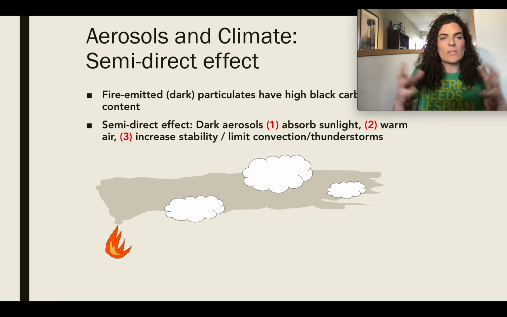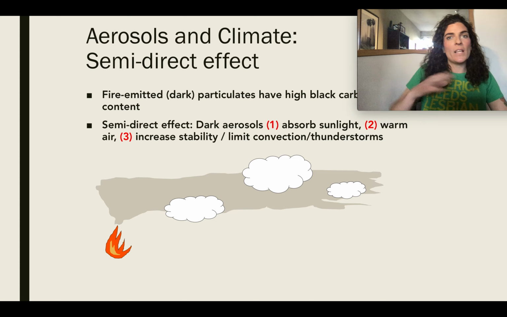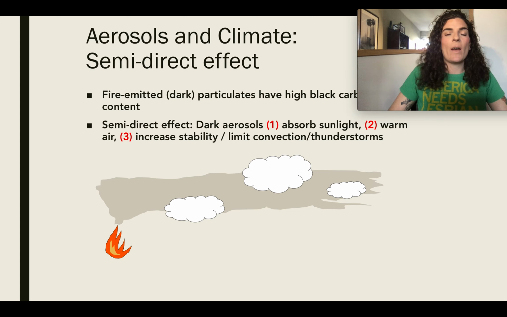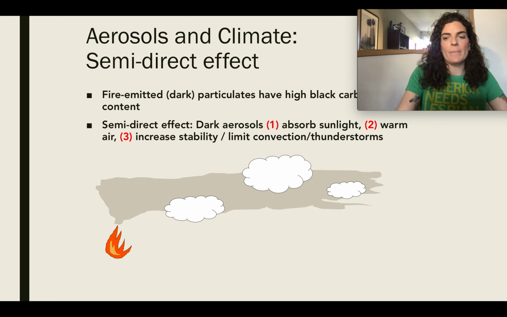which would increase the stability of the atmosphere, which prevents clouds and thunderstorms from forming. And so if you have fewer clouds, you have fewer thunderstorms, then you have a warmer surface. So the semi-direct effect actually has a warming effect on the planet, whereas the direct and the indirect effect generally have a cooling effect on the climate.